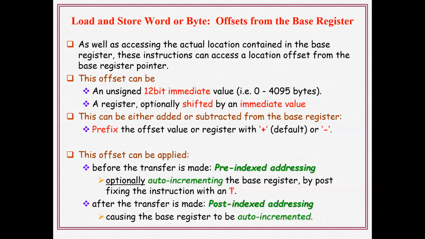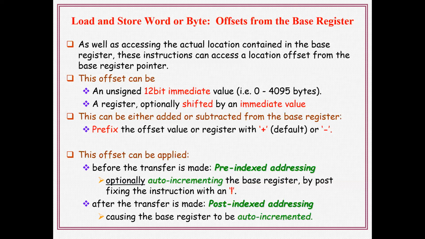In the previous case, only with the help of the base register, we verified load and store register, but here it is with the help of an offset and the base register. That depends on the prefix. If the offset is applied before the transfer is made, that is pre-indexed addressing. So based on this offset, one is pre-indexed addressing and the second one is post-indexed addressing.